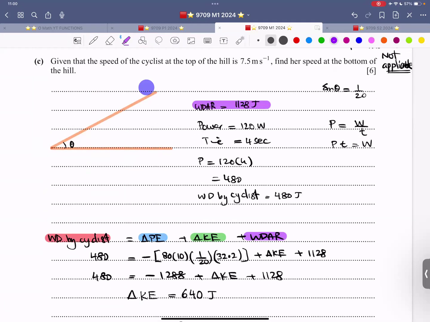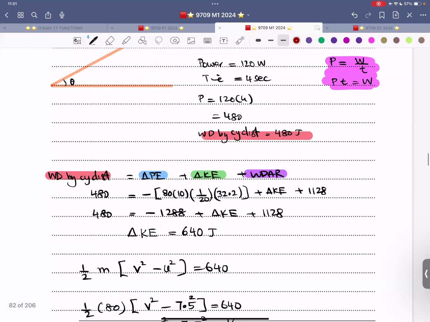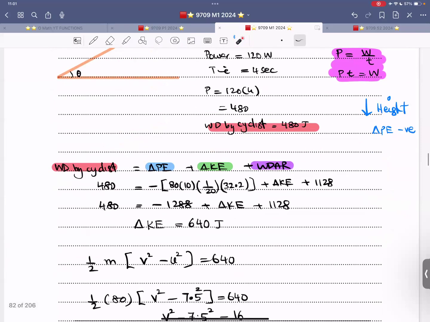So now work done against resistance is given. Power is given. Time is given. Power is rate of work done. In other words, power into time is work. So the work done by the cyclist, this one over here, is 480 joules. Now it's descending, going down. Since it's losing height, the change in potential energy is negative. And naturally, we know that if the speed over here is 7.5 down the hill, it will be more. So I'm not using that at the moment. I'm just letting change in kinetic remain as change in kinetic, and I'll make that the subject.